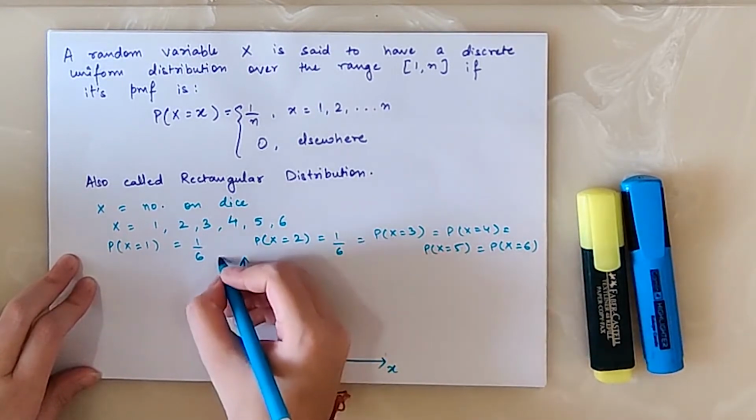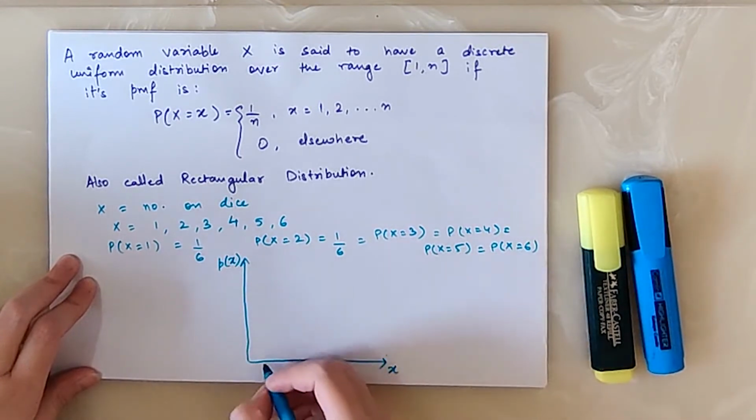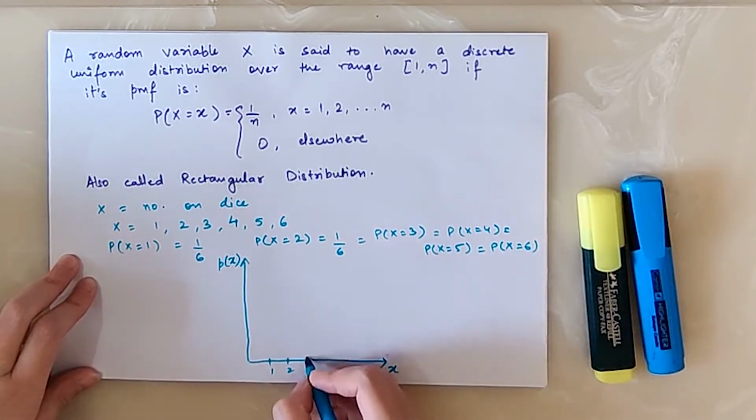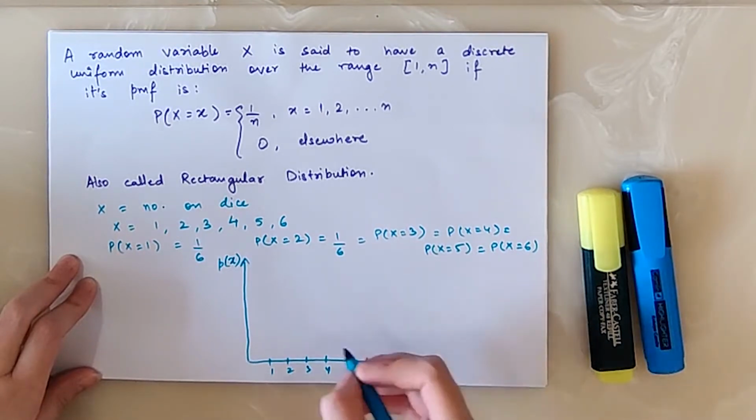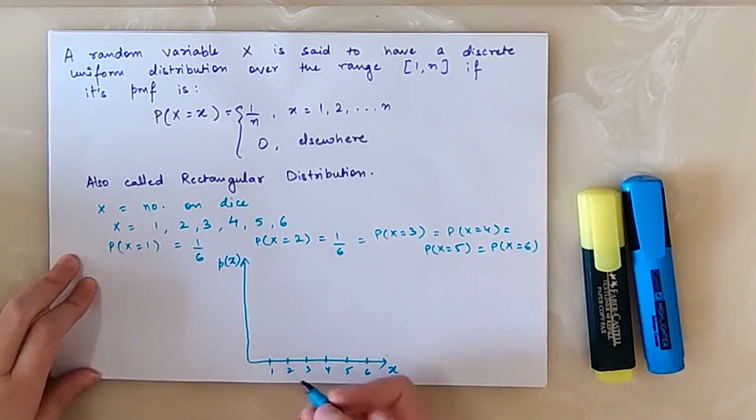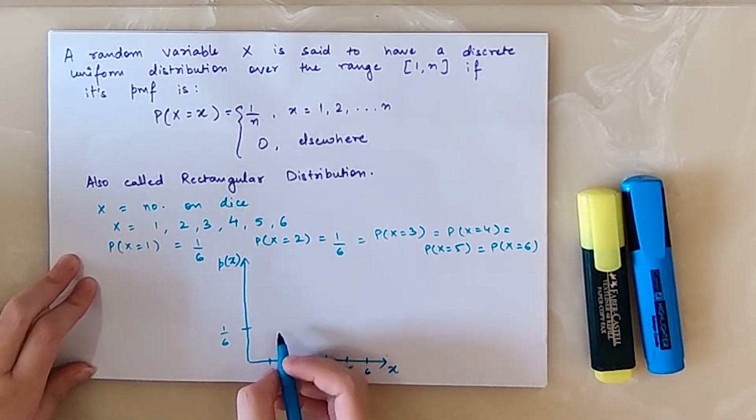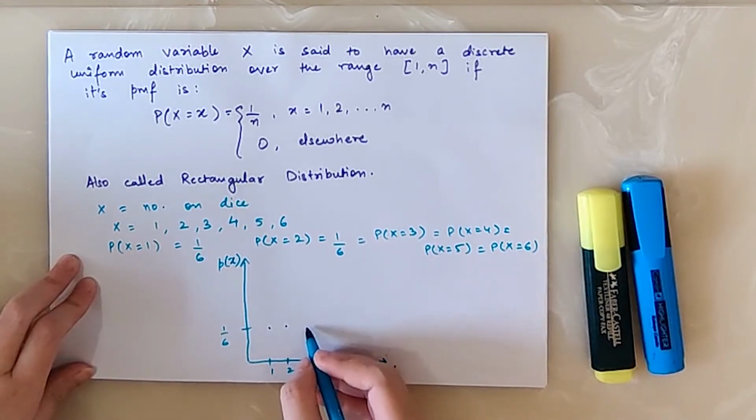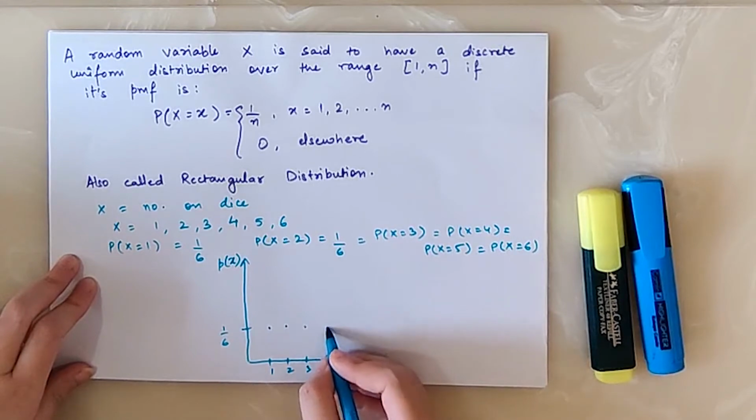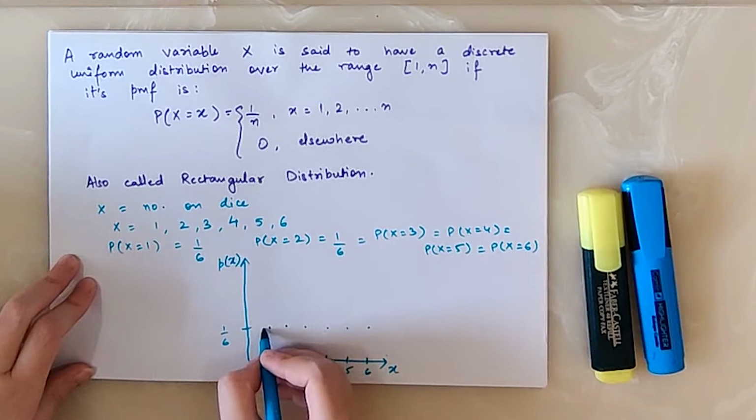This is our x-axis, this is our P(x). Now we have 1, 2, 3, 4, 5, 6. Now let's plot the probabilities on this. Let's say this is 1 by 6. Then we have that our 1 is again 1 by 6, then our 2 is 1 by 6, 3 again 1 by 6, 4 is 1 by 6, 5, 6. All are 1 by 6.